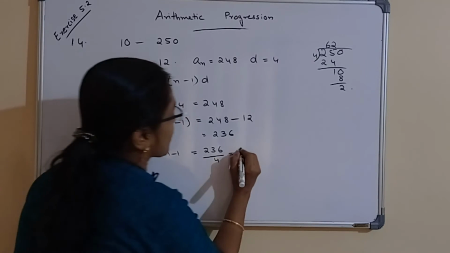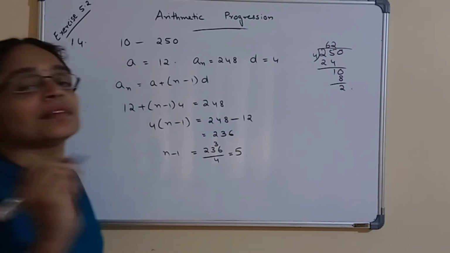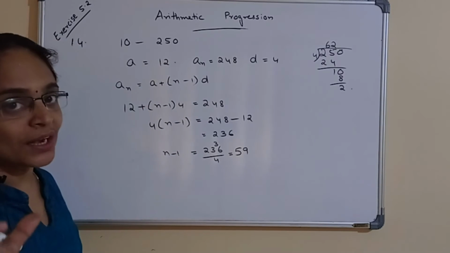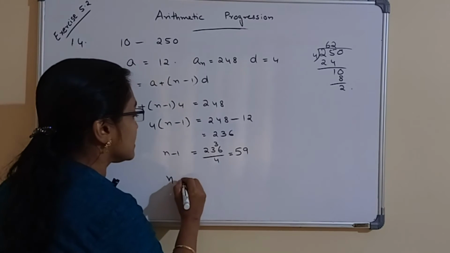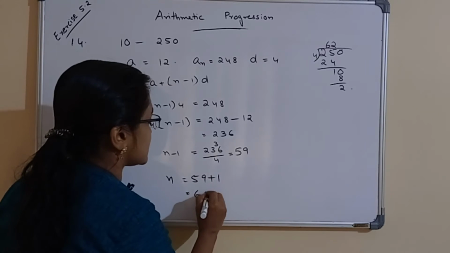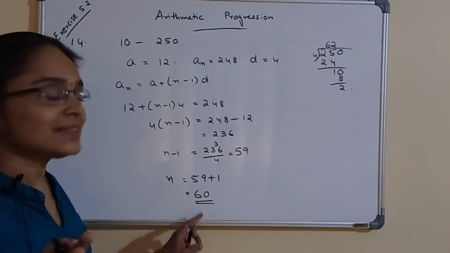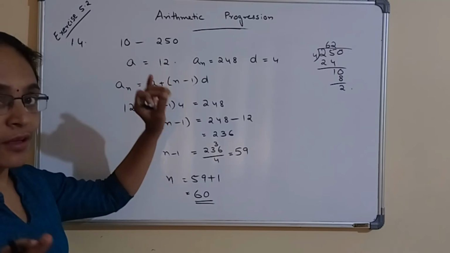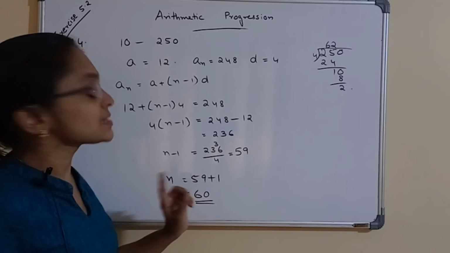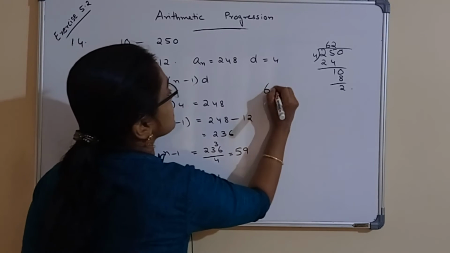23 by 4 is 5, then 3 remainder. Now 36 by 4 is 9. So we got N minus 1 as 59. So what is N? N is equal to 59 plus 1, which is equal to 60. So there are 60 terms which are multiples of 4 between 10 and 250.